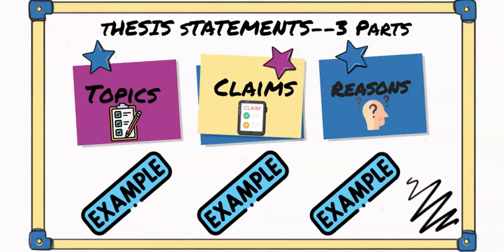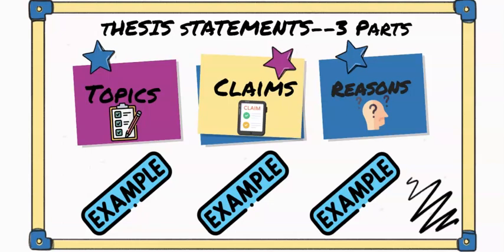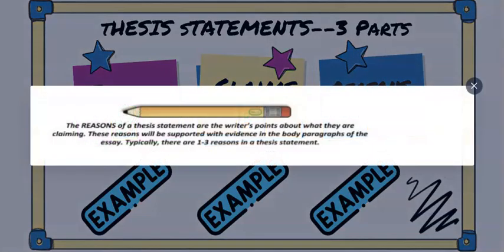That leads you to the next part, which is the claim. What is your opinion on this arguable topic? What do you want to get across to your reader? Last are the reasons. This is what makes an exceptionally good thesis statement. Can you prove or give evidence to show that your claim is valid and should be considered?